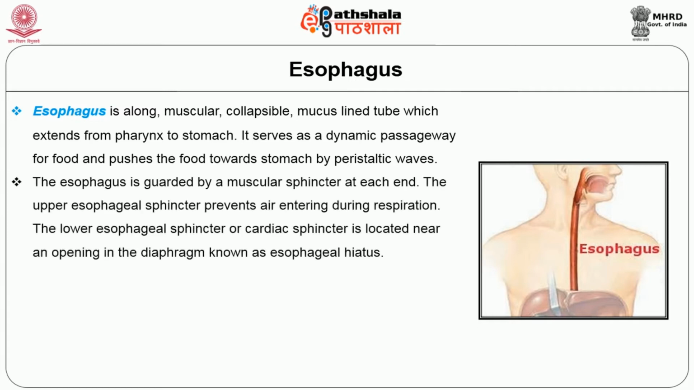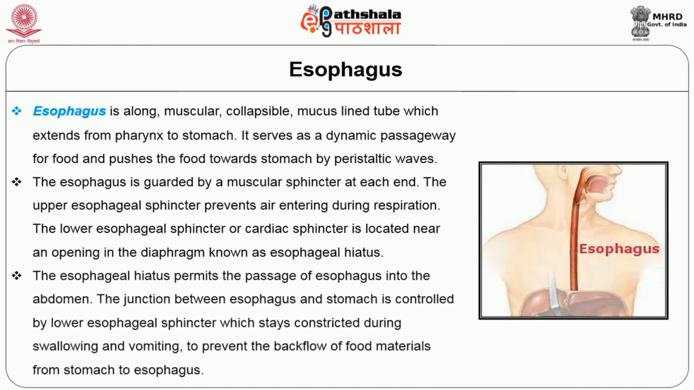The esophagus is guarded by a muscular sphincter at each end. The upper esophageal sphincter prevents air from entering during respiration. The lower esophageal sphincter, or cardiac sphincter, is located near an opening in the diaphragm known as the esophageal hiatus. The esophageal hiatus permits the passage of the esophagus into the abdomen.